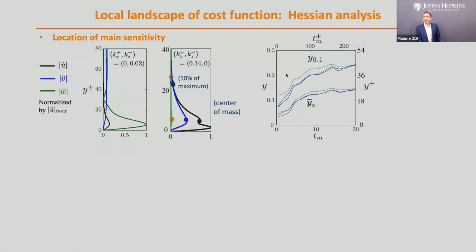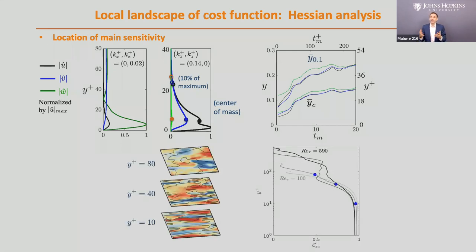This quantity is averaged over the entire spectrum, but if you look, some modes have finite sensitivity above the buffer layer. So look at Y plus equal to 30. Some modes are completely gone above 30, but some modes continue to have sensitivity. So some structures in the outer region do have a wall imprint. More importantly, the shear stress can be used to interpret these structures.